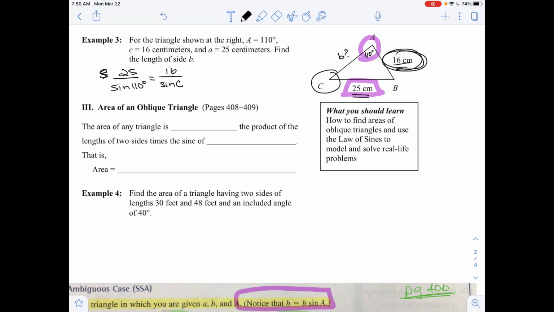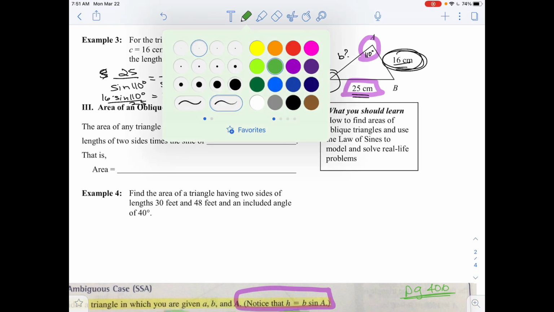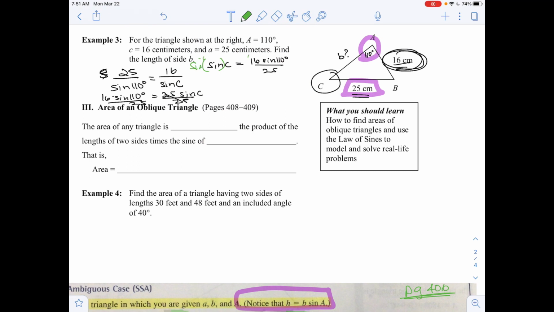We're going to cross multiply so we get 16 times the sine of 110 equals 25 times the sine of C. I'm going to divide both sides by 25. Now remember, if sine C equals 16 sine 110 all over 25, I'm going to have to take the inverse sine on both sides. So we get angle C equals the inverse sine of 16 times the sine of 110 all over 25. Put that in your calculator, but make sure it's in degrees. And we get angle C is approximately, if I round it, 37 degrees.